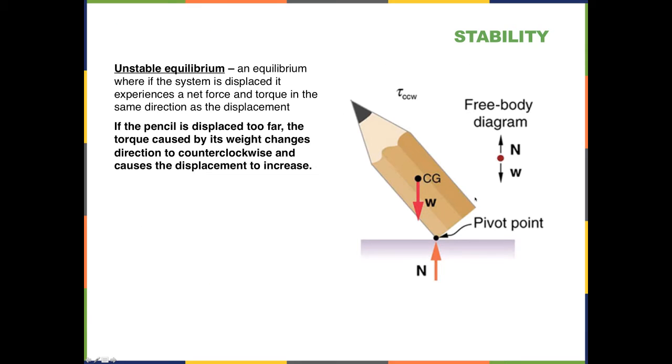and that returns the pencil to its equilibrium position. Now conversely, in an unstable equilibrium, if you displace the system in a certain direction, then the torque and displacement that occur after that are in the same direction. So if you're pushing it to the left and it becomes unstable, the torque and force will continue to the left until it falls over on its side. So if the pencil is displaced too far, the torque caused by its weight changes from a clockwise direction to a counterclockwise direction and causes the displacement to increase instead of decreasing.